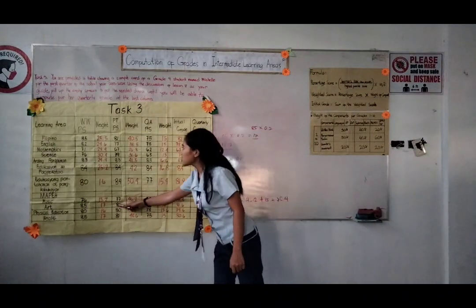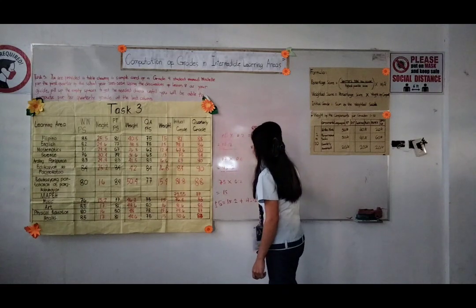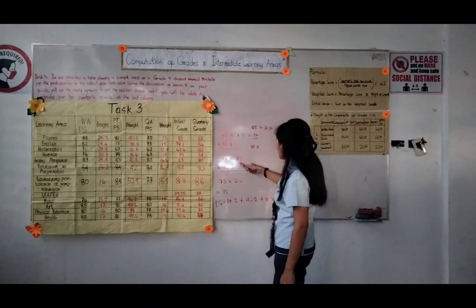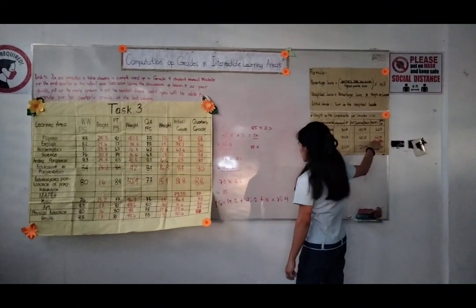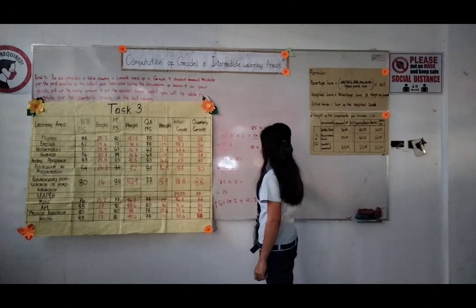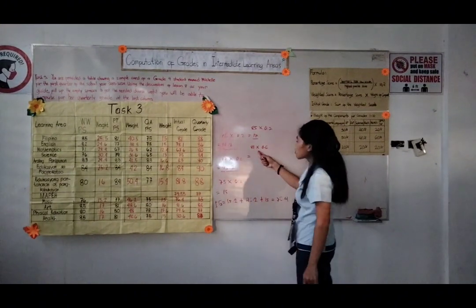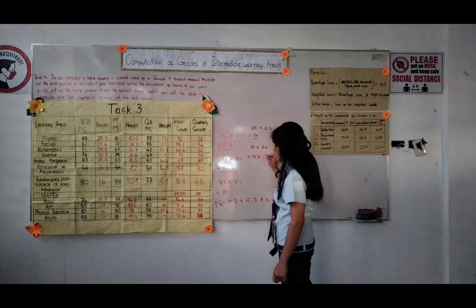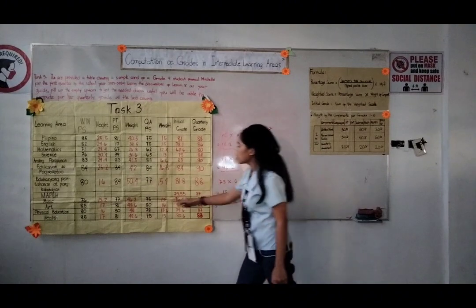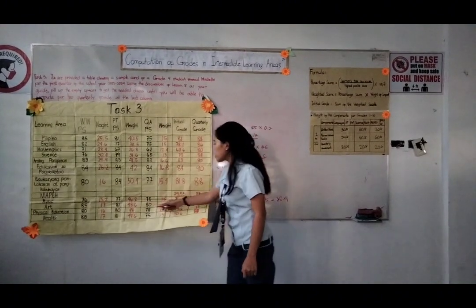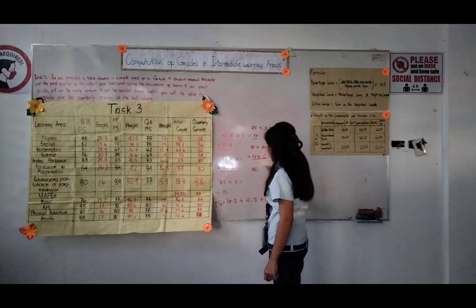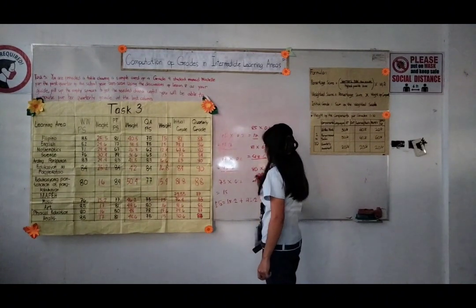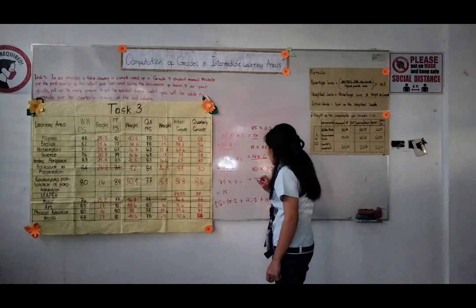So in performance task, we have 81. So 81 times, same with the music, 81 times 0.6, the 60%. 81 times 0.6 is equal to 48.6. So in quarterly assessment, we have 80. 80 times 0.2 is equal to 16.